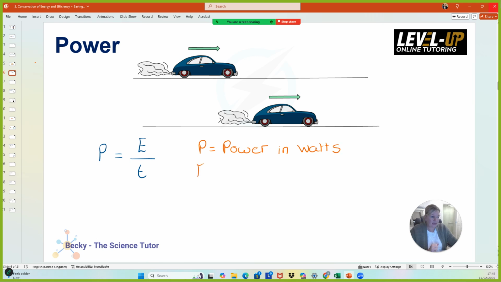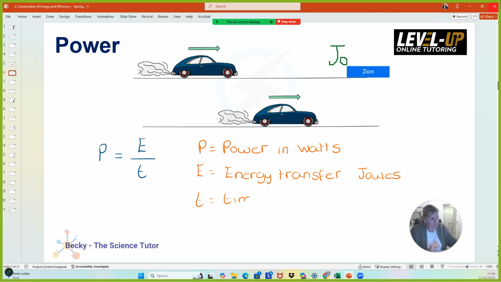E is the energy transfer. What's energy measured in, guys? Joules, thank you. Awesome. And T is the time, and the time needs to be in seconds. Just put your symbols on as well: capital W, capital J and a little s.